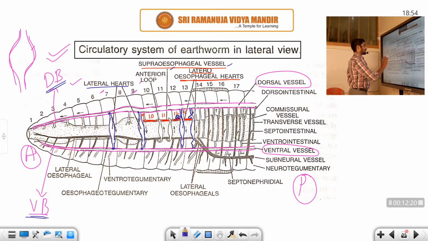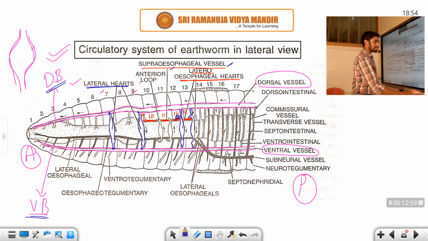You can observe one more point, students. The lateral hearts connect only to the dorsal blood vessel. But the lateroesophageal hearts in the 12th and 13th segments connect both the supraesophageal blood vessel and the dorsal blood vessel. This is a very important point. Lateral hearts connect the ventral and dorsal blood vessels. Another way, they also connect the supraesophageal blood vessel. I hope you cleared this doubt now, right?